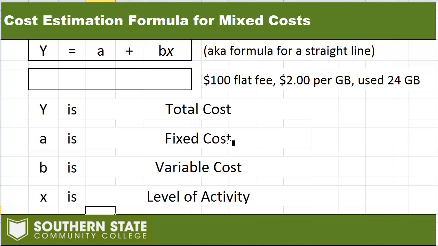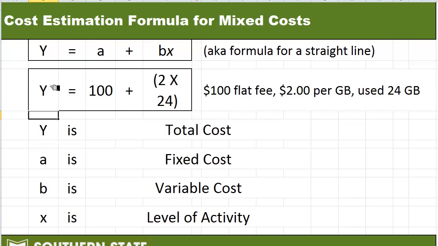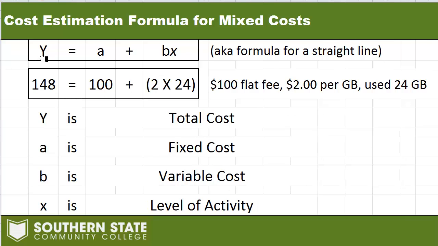To give you an example of how this might look when we pull it all together, we could say that we have a cell phone plan that has a $100 flat monthly fee, and then they're going to tack on $2 per gigabyte of data. So we're going to assume we used 24 gigabytes of data during the month. So y would equal 100 plus 2 times 24. Or if you want to do the math, y would equal 100 plus 48, so y would be 148. But keep that formula in mind. We're going to come back to that in one moment.